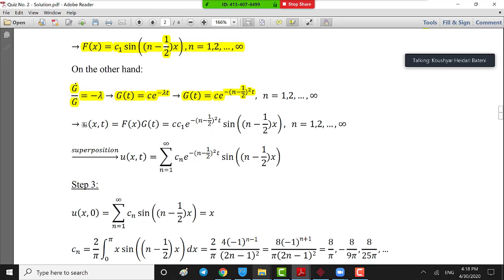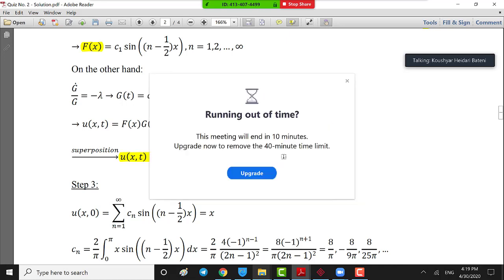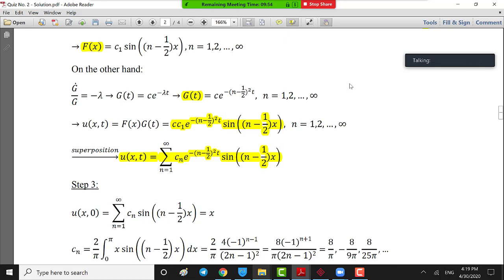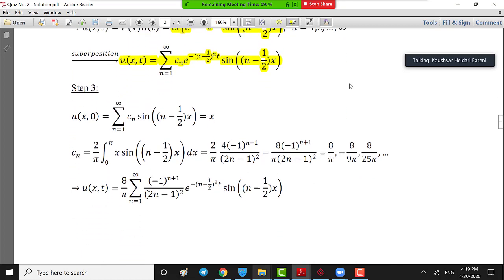Now, u of x and t, which is the result of the multiplication of f and g, is equal to this, and the summation of all these u's is going to give us this. Questions? Guys, questions? Questions? Very well.